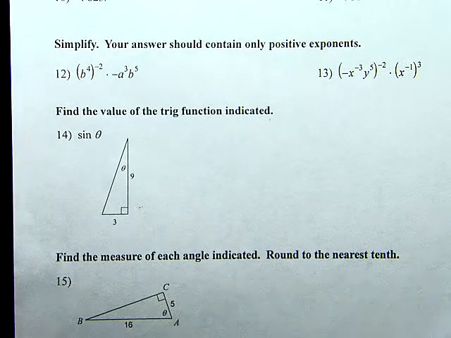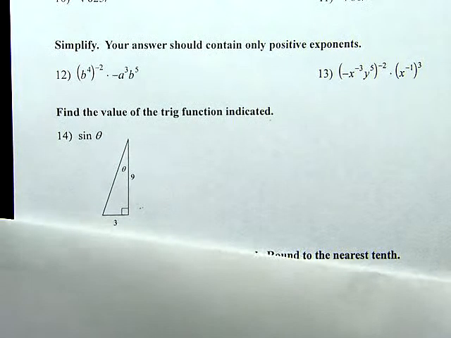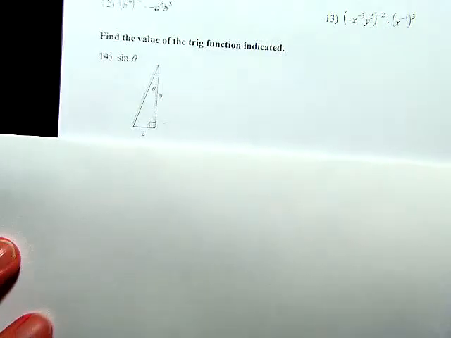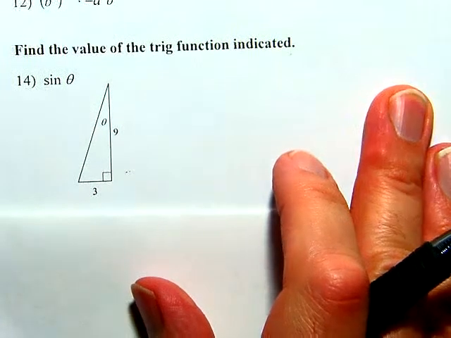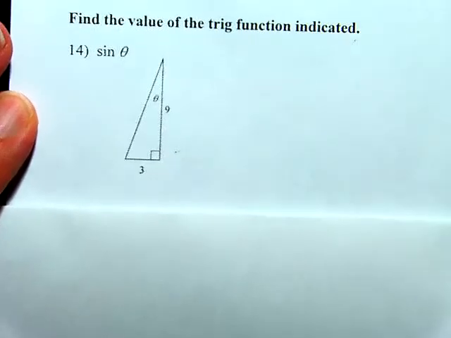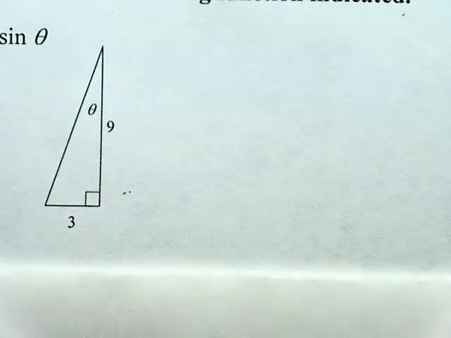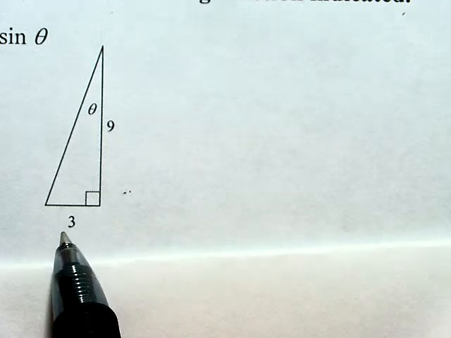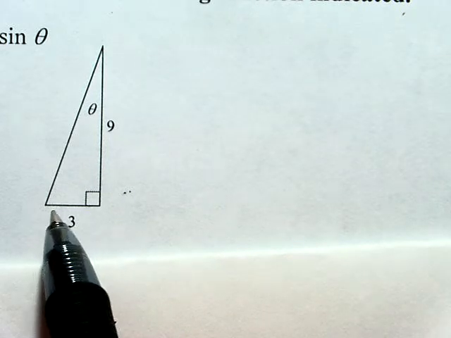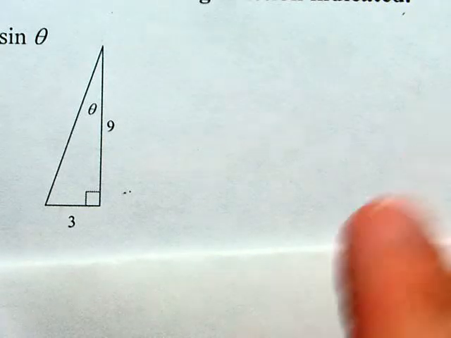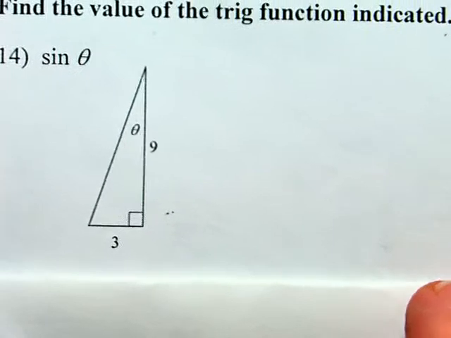Let's go on to a trig problem here. Shift gears a little bit. We've got a question asking us to find the value of a trig function. Okay, it's giving us a triangle. Let's take a look at this triangle. Okay, it's a right triangle. We see it has a right angle. One of its legs is 3. One of its legs is 9, and we don't know what the hypotenuse is. We don't know the size of the hypotenuse.